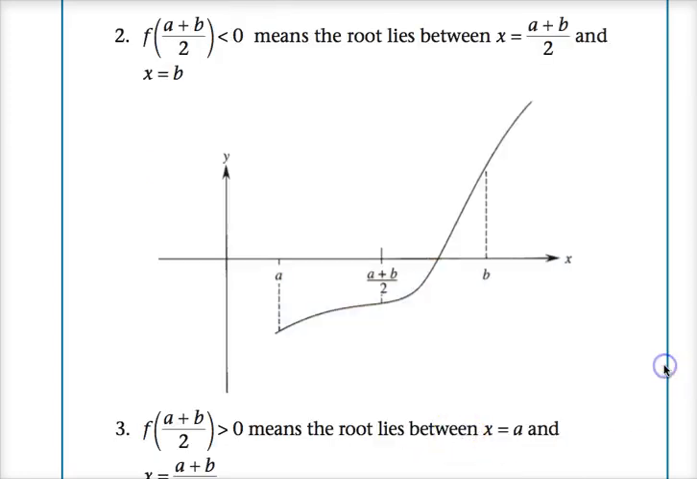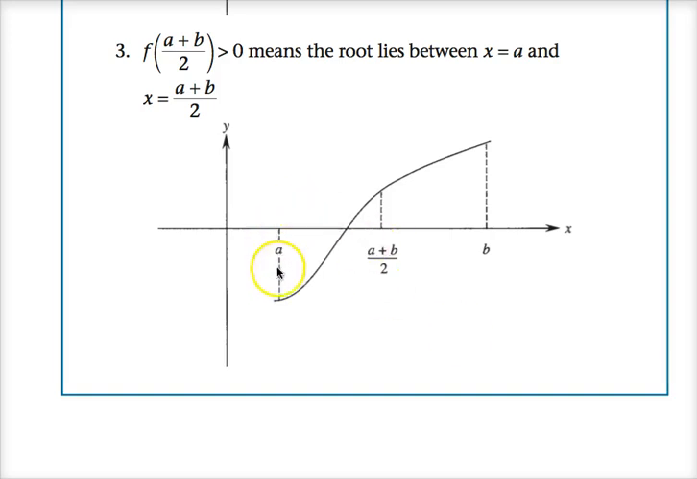And in the third case, here is function of a, it's negative. Function of b is positive. There's the midpoint, a plus b on 2.